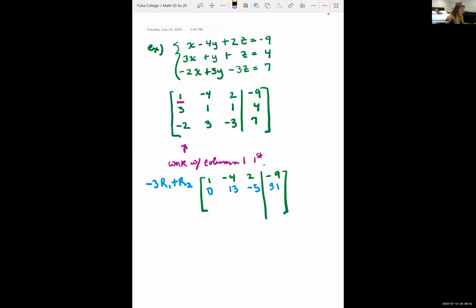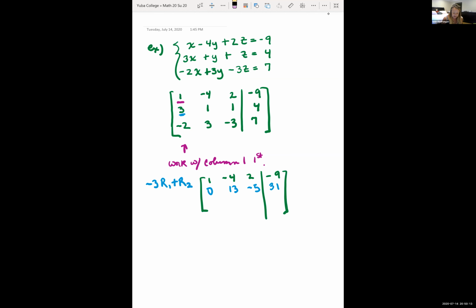x minus 4y plus 2z equals -9. 3x plus y plus z is 4. -2x plus 3y minus 3z is 7. So we got the 3 as a 0, how we wanted it.